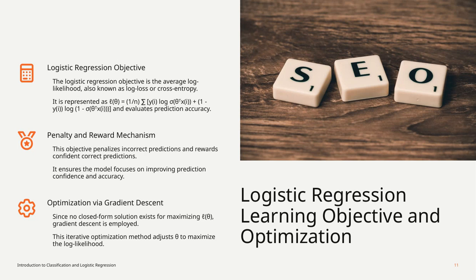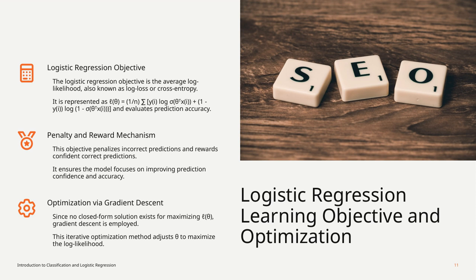Let's dive into the introduction to classification and logistic regression. The main learning objective here is to understand how logistic regression works and how we optimize it. At the core, the logistic regression objective is about measuring how well our model predicts. This is done using something called the average log likelihood, which is also known as log loss or cross-entropy. Think of it as a way to quantify prediction accuracy. The higher the likelihood, the better our model is performing.